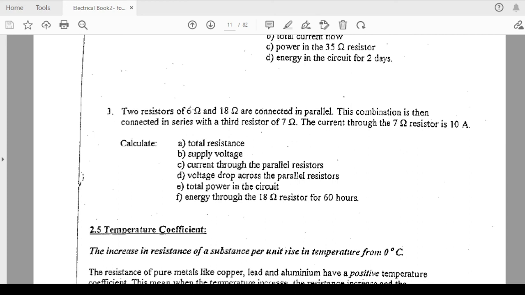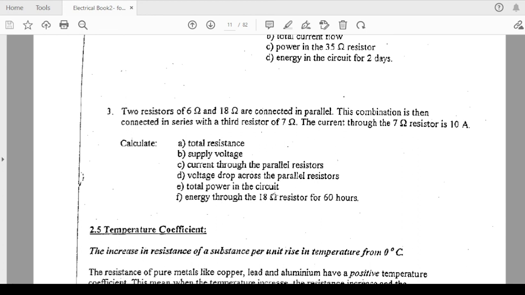I'm not sure how much current 6 will take and how much 18 will take, but the sum of the two currents needs to be 10. That is what we learned. Current is branching off. The current coming in must be the sum of the two currents leaving.